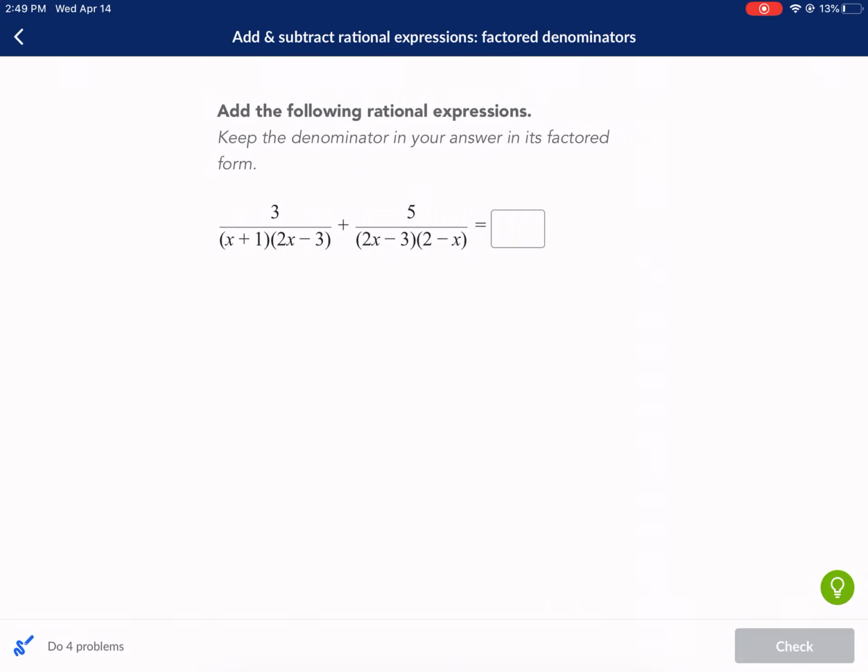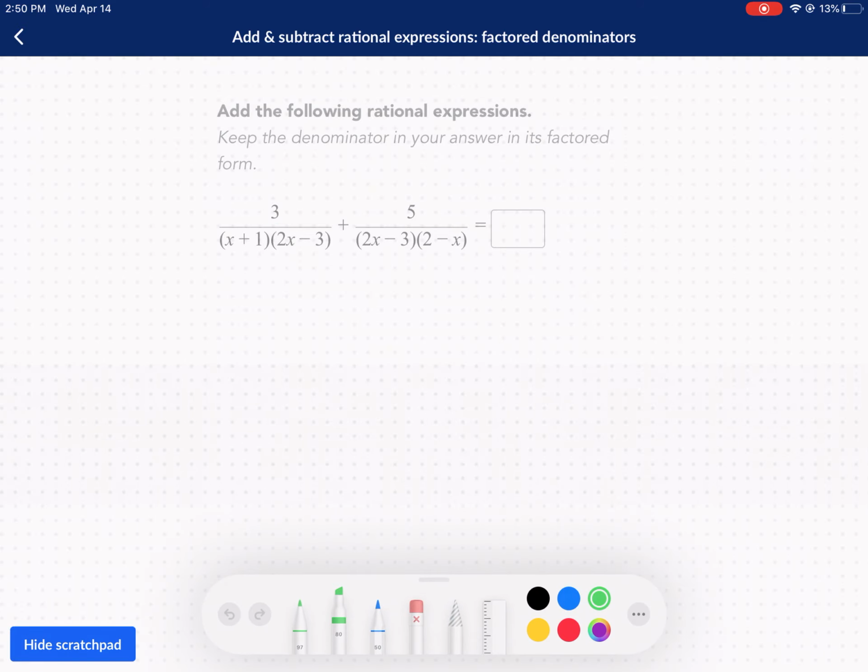We're going to be doing an exercise called Add and Subtract Rational Expressions with Factored Denominators. So you're going to see here the denominators have been factored. That means two things or more multiplied by each other. So the binomials in parentheses are being multiplied by each other.